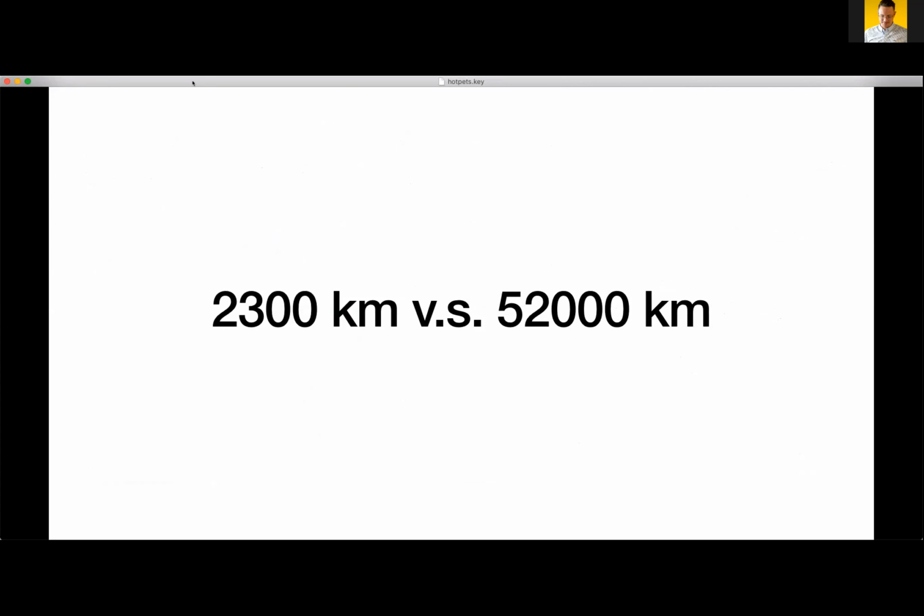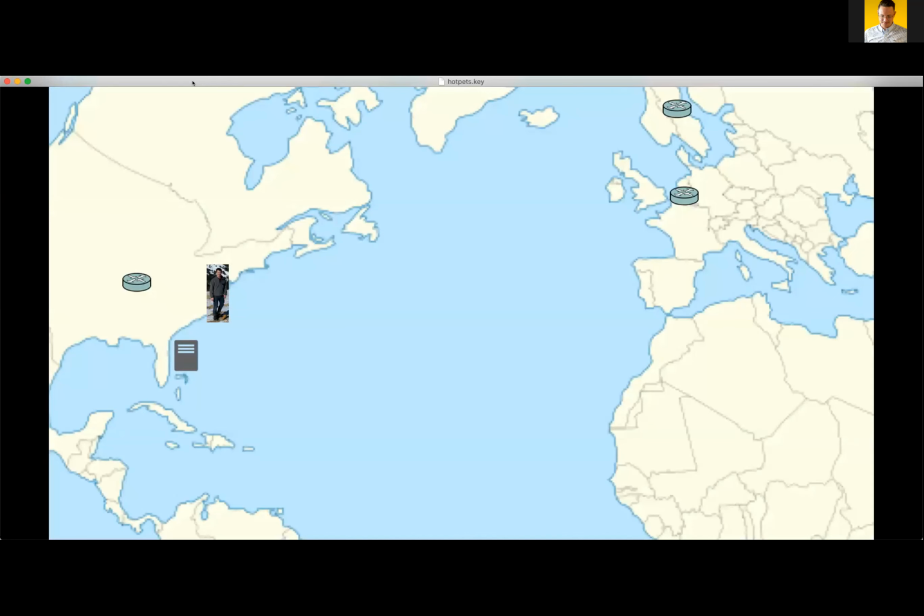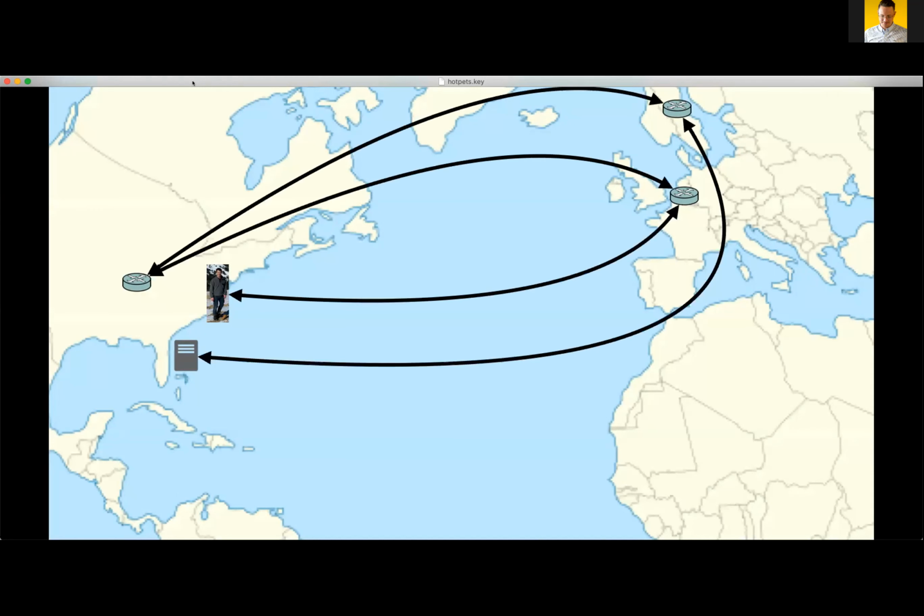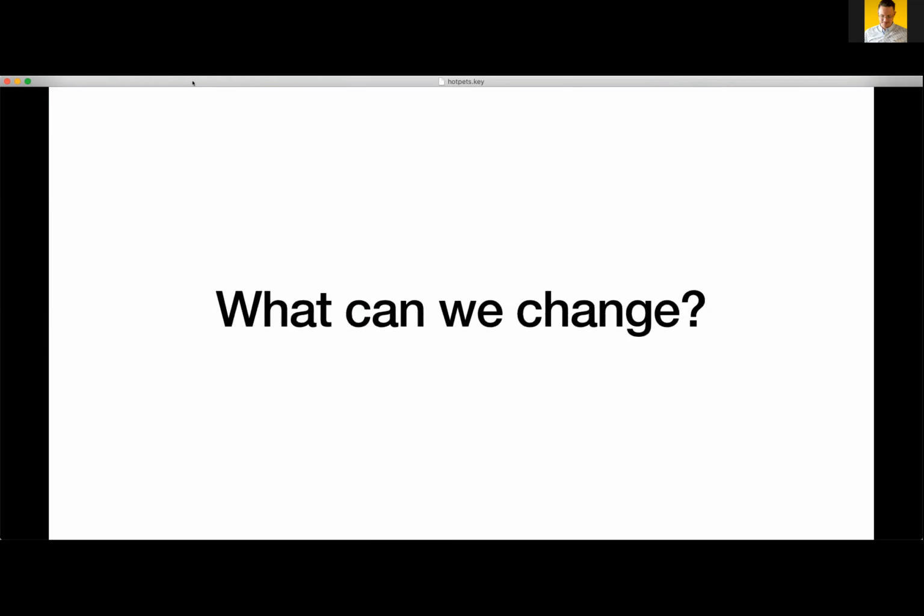If you think I'm kind of cherry picking a scenario here, I fired up Tor browser, I connected to my server, which is not too far away from me, and the path my traffic took in Tor browser was from my location in Washington to Amsterdam, back to the US, then to Sweden, and then back to the US, so crossing the Atlantic Ocean 4 times. So it seems like we can do something about this.